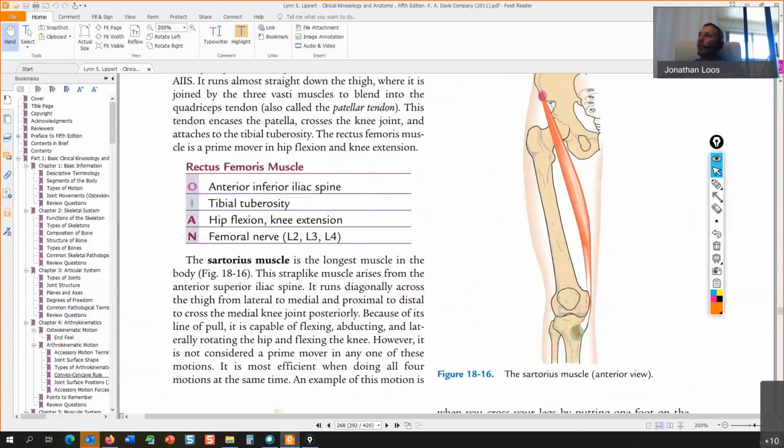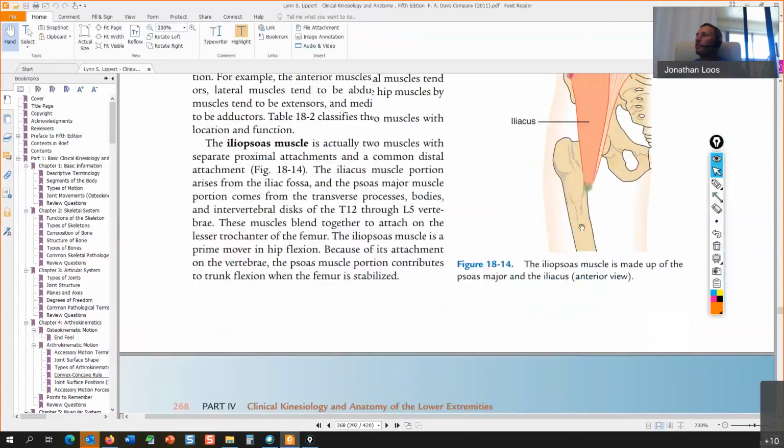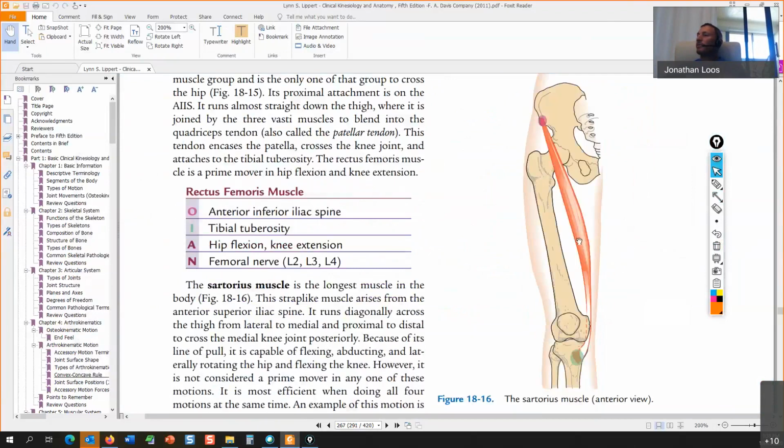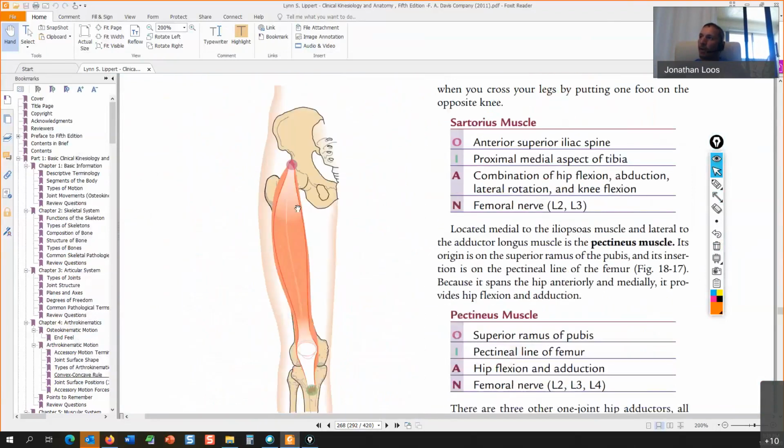So as you can see here, that's not the rectus femoris. This is sartorius; rectus femoris, yeah. As you can see here, rec fem comes down, and it's one of the 4 muscles of the quad. It hits the patellar tendon, and then it has the common attachment down here at the tibial tuberosity.